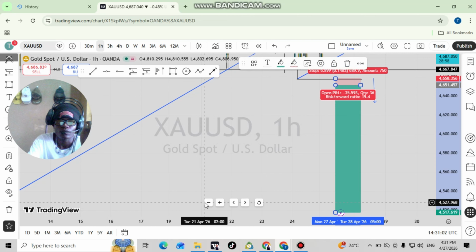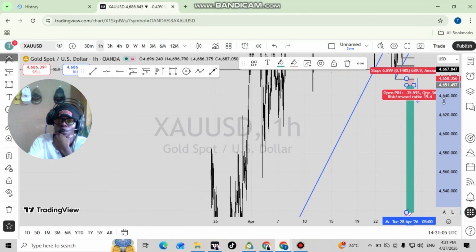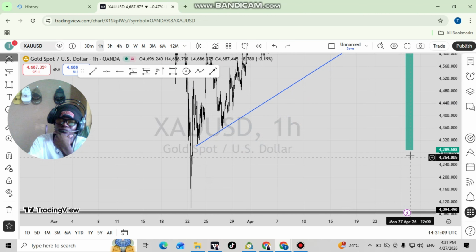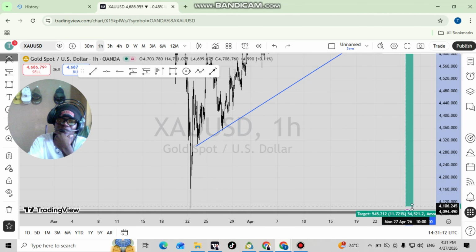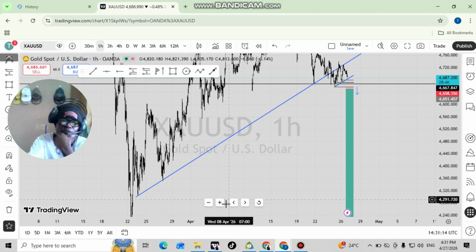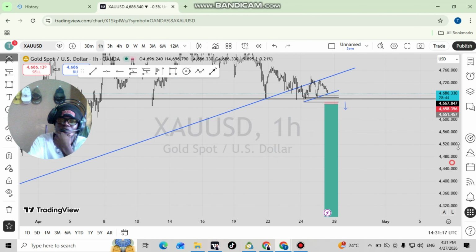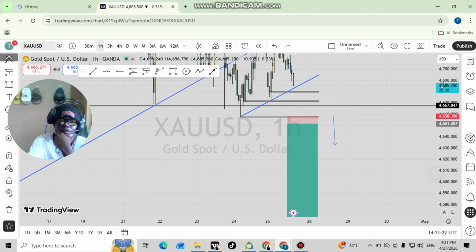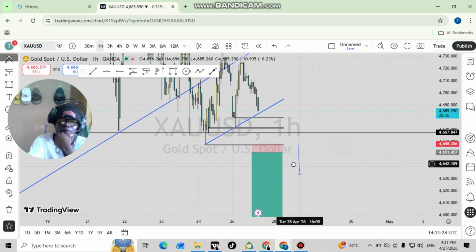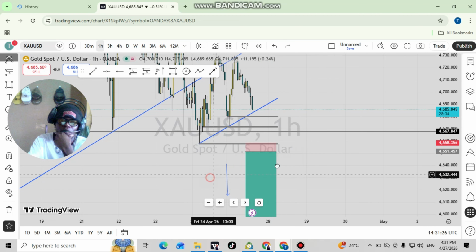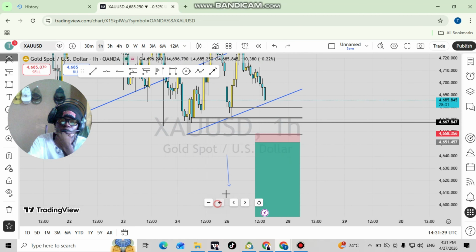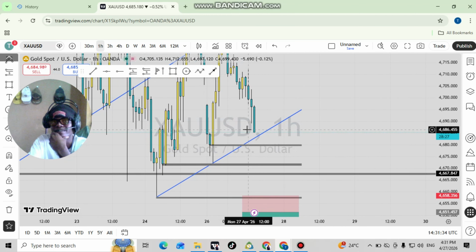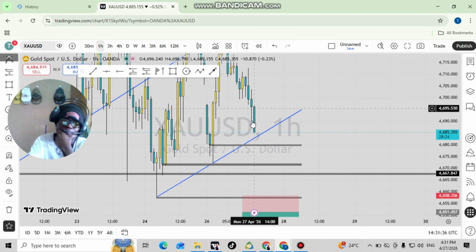Just look at that. Just push that to the downside, just like that, smash it. Gold is just smashed like that. Look at that. Just look now. What's happening? Do you understand price action, guys? Look at that.